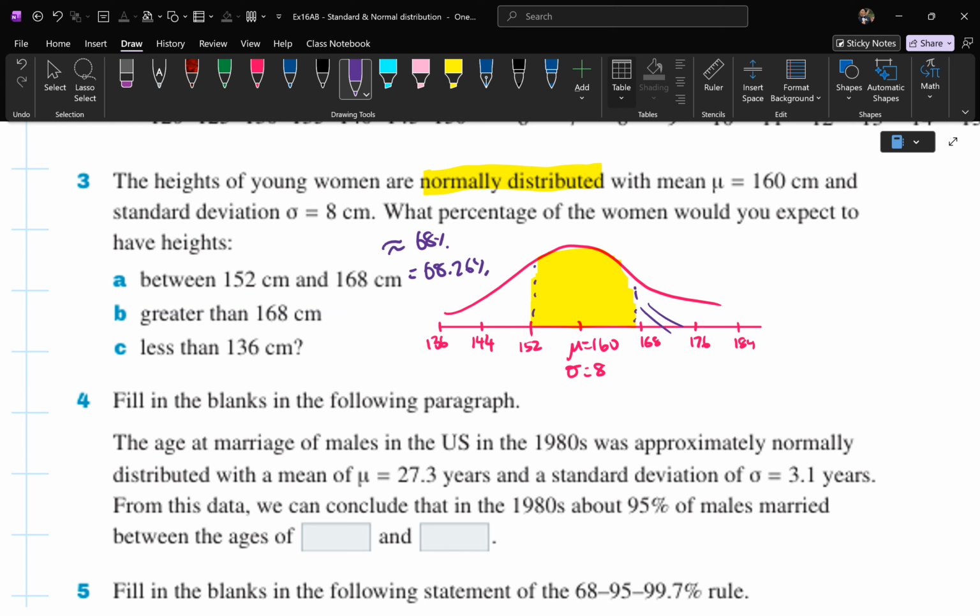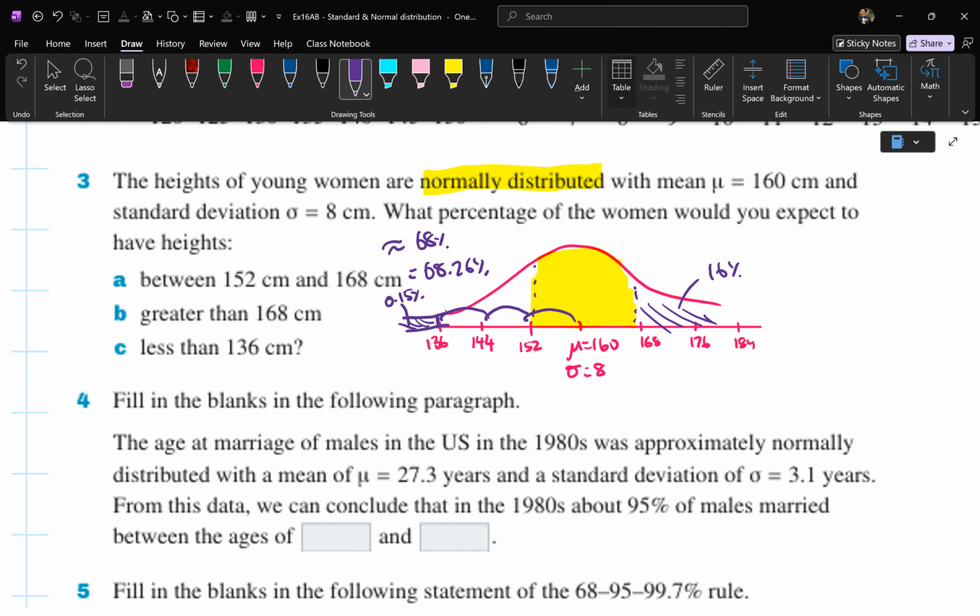Greater than 168, kind of like before, technically that will be 16%, and less than 136. So 136 is now 3 standard deviations away, because that's 1, 2, 3. And remember, you've got your chart, I think it's 0.15%.